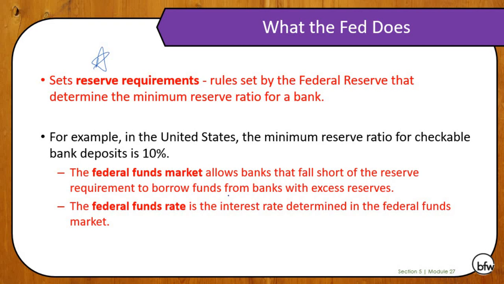The federal funds market allows banks that fall short of the reserve requirement to borrow funds from banks with excess reserves. So let's say, like I used this example in class, you have an economy with two banks, and one bank is at 8% on reserves when the required reserve ratio is 10%, and you have another bank that's at 12%. Well, the bank that's at 12% can loan the first bank that extra 2% overnight so they can meet their reserve requirement. Then the first bank will pay them back the next day plus a little bit of interest. So that's the federal funds market. The interest rate is the federal funds rate.